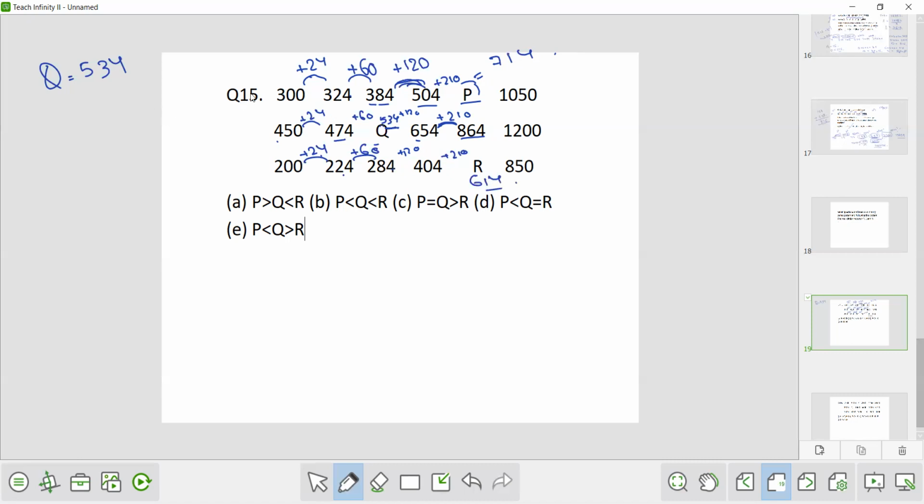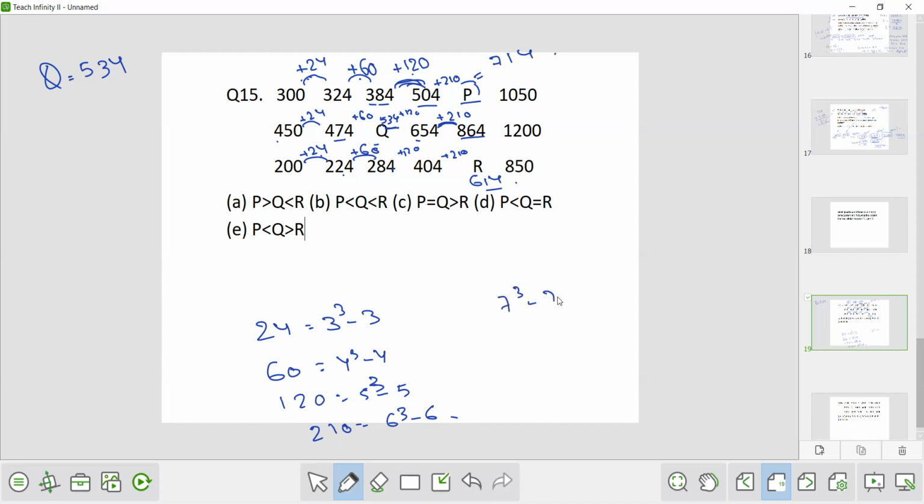But if you have practiced a lot in number series, you would identify this series: plus 24, plus 60, plus 120. 24 can be 3 cube minus 3. 60 can be 4 cube minus 4. 120 can be 5 cube minus 5. So what will be the next number? Next number will be 6 cube minus 6, that will be 216 minus 6, that is 210. Like this, the series will go on.